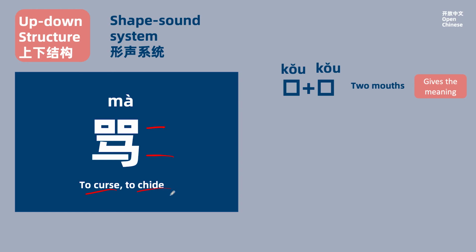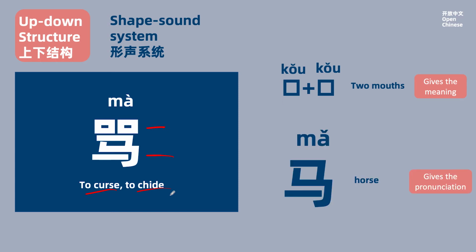You cannot curse yourself. Well, yes, you can curse yourself, but usually an argument takes place between two people, right? So we have two mouths, meaning back and forth. Two mouths are chiding each other, cursing each other. And the lower part, ma, is a horse. It gives the pronunciation of it, right? Ma. So here we have an up and down structure with the shape and sound system making the character happen and making it meaningful. The upper part, two mouths back and forth, are cursing each other, and the lower part, ma, gives the pronunciation of it. It's pronounced ma, meaning to curse or to chide.